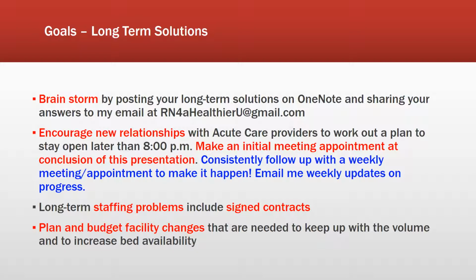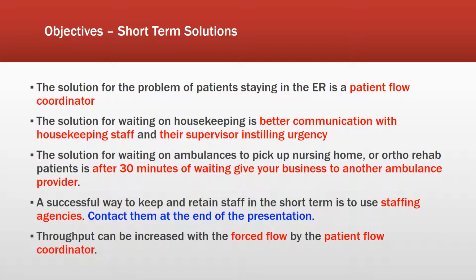Make an initial meeting at the conclusion of this presentation and then follow up consistently with a weekly meeting and update me weekly as to what the progress is going to be. Long-term staffing problems, get staffing that has at least a 2-year contract. You give them half of a sign-on bonus, then after the period of time that they work, you give them the other half. It's not that hard. It works. Plan and budget facility changes that are needed to help keep up with the volume and to increase the bed availability. Then in the short term, what can we do?